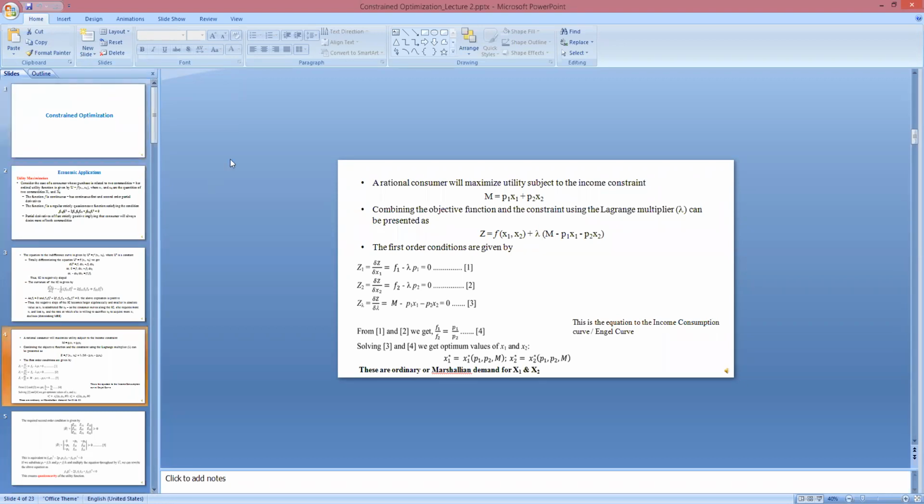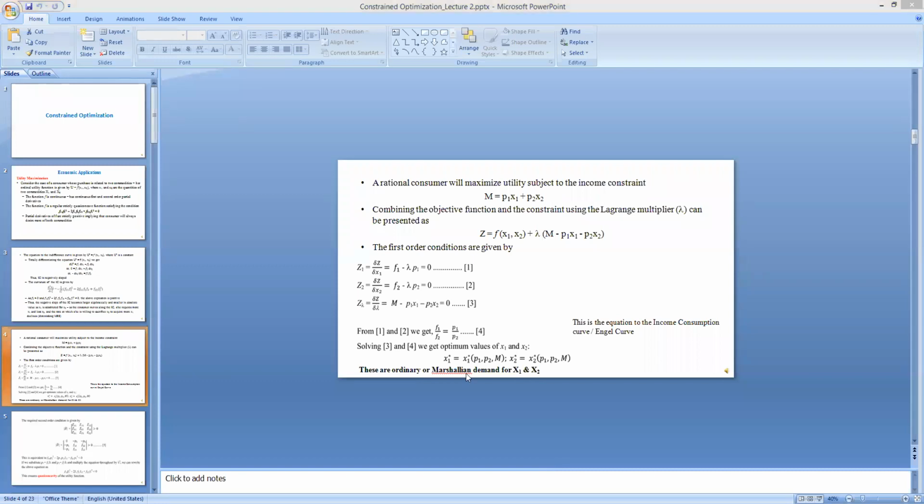So we are considering the income constraint m is equal to p1x1 plus p2x2. I mentioned earlier that in this section we are considering only the equality constraint because the inequality constraint has already been handled. There were some other parts where you learned about how to handle the inequality constraint.